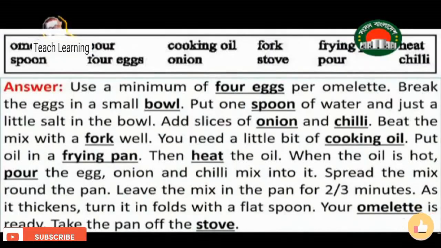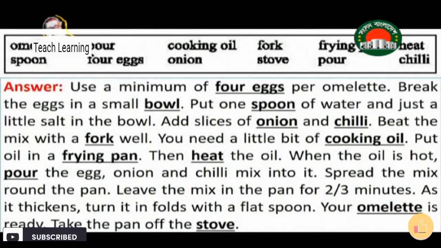Use a minimum of 4 eggs per omelette. So if you want to make an omelette, you have to use a minimum of 4 eggs. Break the eggs in a small bowl. Put 1 spoon of water and just a little salt in the bowl. Add slices of onion and chili. Beat the mix well with a fork.